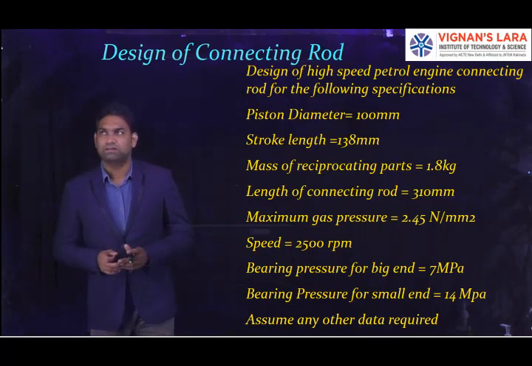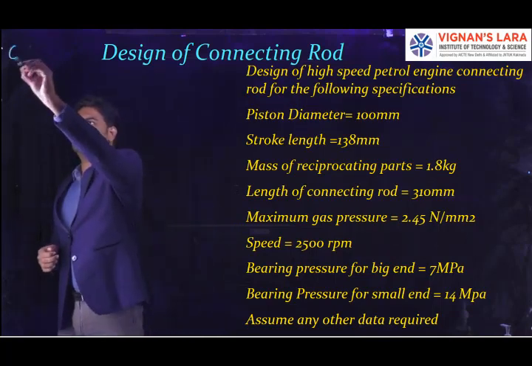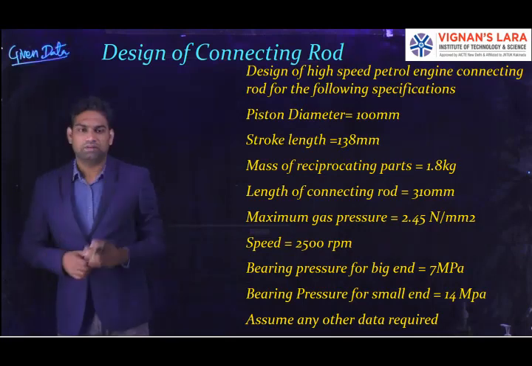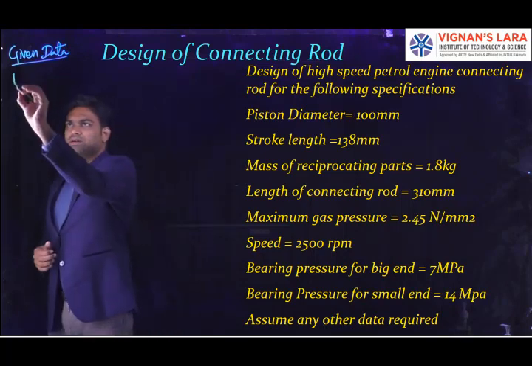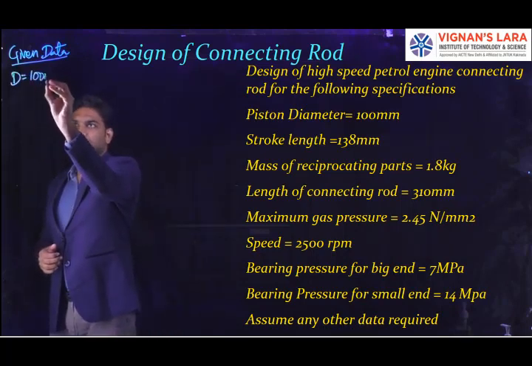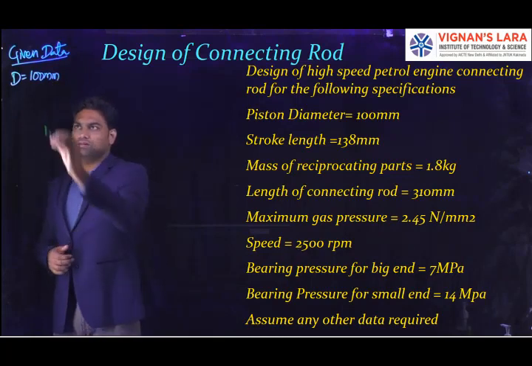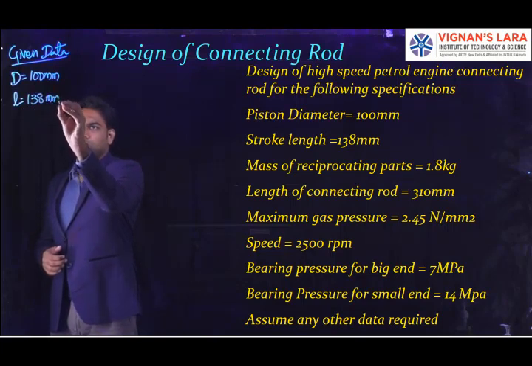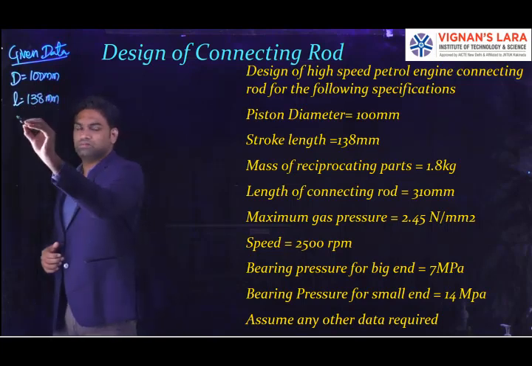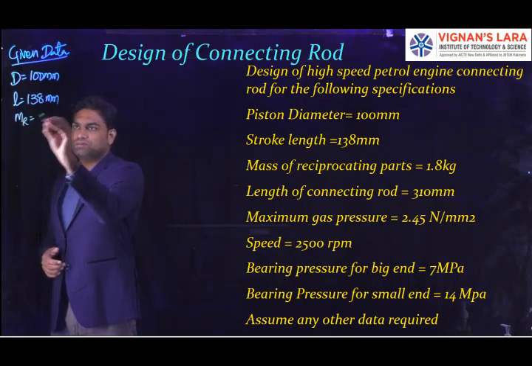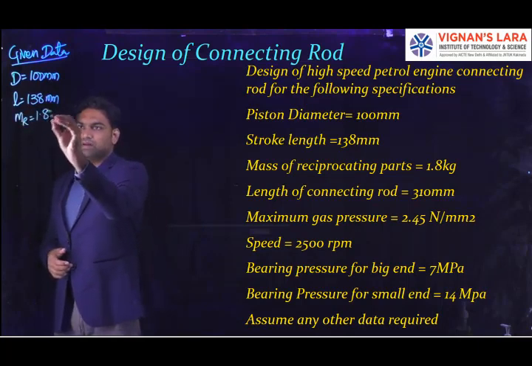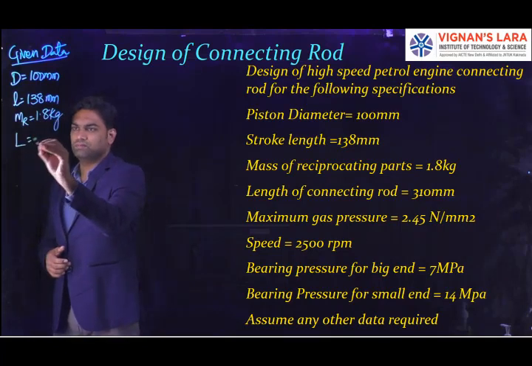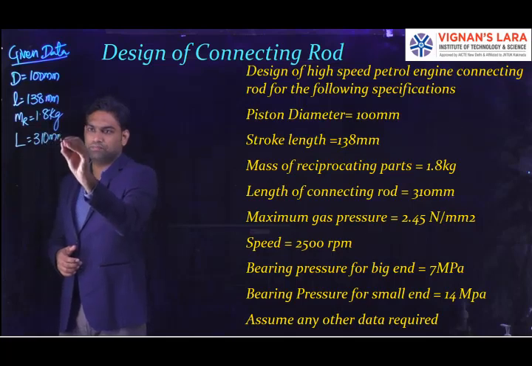The piston diameter is given. So here it is the given data. The piston diameter is denoted by capital D. It is 100 mm, and the stroke length is 138 mm. And the mass of reciprocating parts, denoted by Mr, is 1.8 kg. And the length of the connecting rod, we can denote with capital L, is 310 mm.